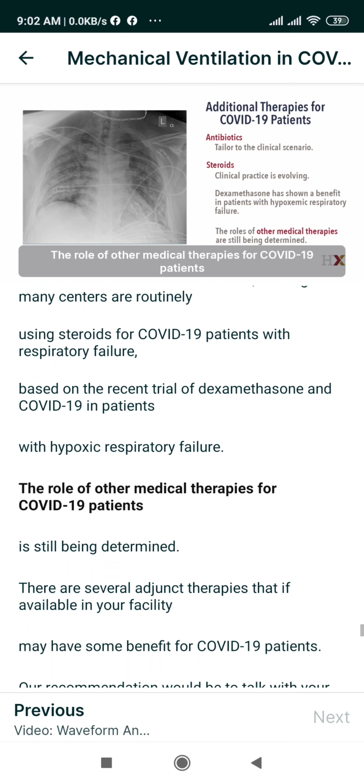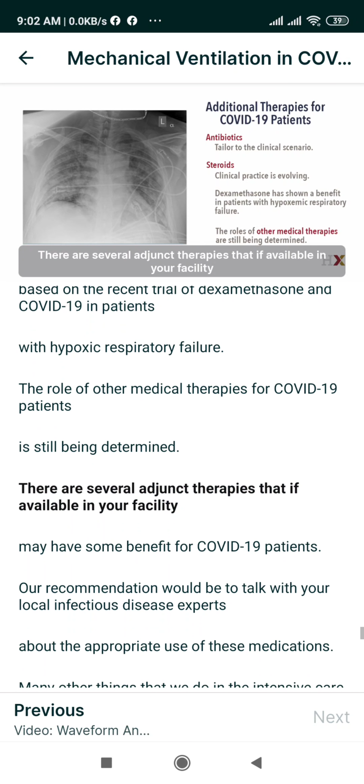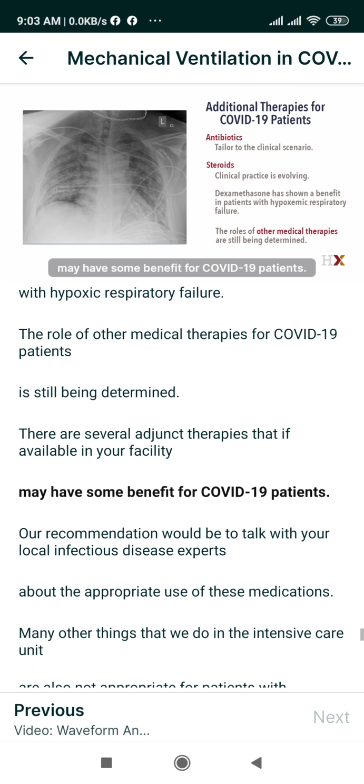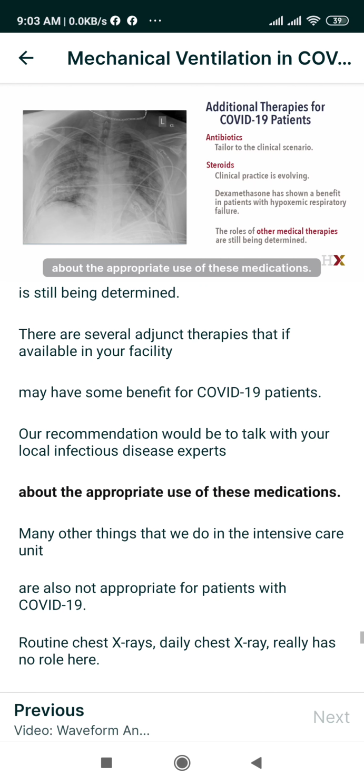The role of other medical therapies for COVID-19 patients is still being determined. There are several adjunct therapies that, if available in your facility, may have some benefit for COVID-19 patients. Our recommendation would be to talk with your local infectious disease experts about the appropriate use of these medications.